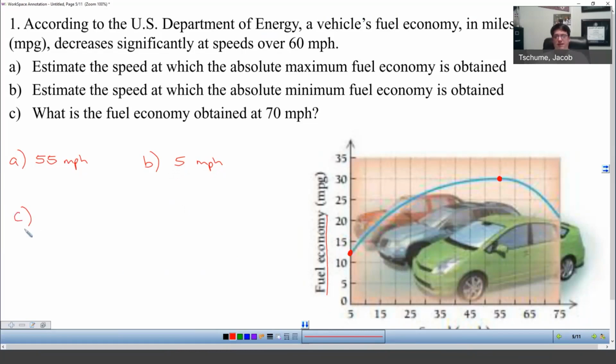And then finally, part C, being able to go the other direction is also helpful. So how about this? Can you tell me what is the fuel economy obtained at 70 miles per hour? So if I go over here to 70, which is this point right here, and go up, it looks like you're crossing at that point right there. If you look to the left, it looks like you're going to be getting 25 miles per gallon when you are driving 70 miles per hour. That is not a maximum or a minimum, but knowing the X value and finding the Y is going to be the big thing in the problems we're about to work. Very good.